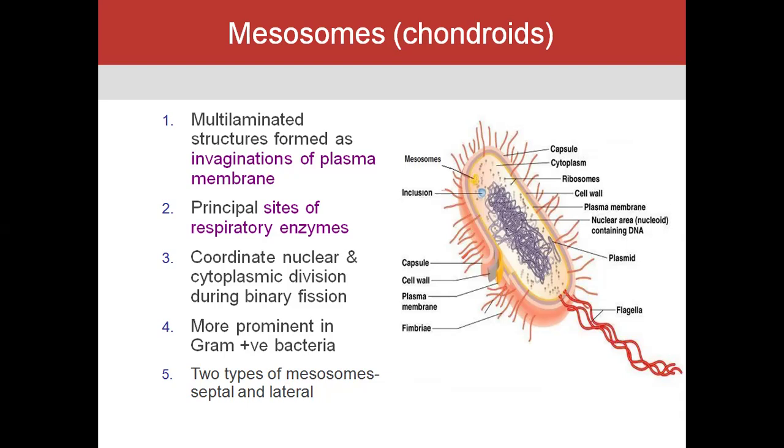They coordinate nuclear and cytoplasmic division during binary fission. They are more prominent in gram-positive bacteria. There are two types of mesosomes: one is septal and the other is lateral.